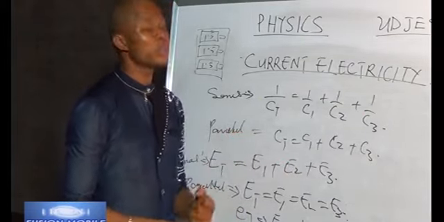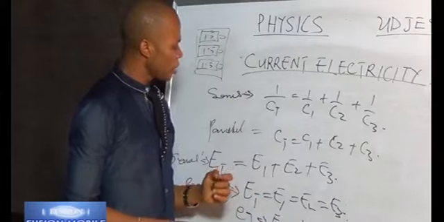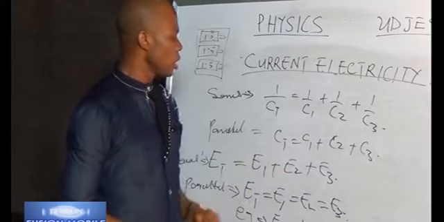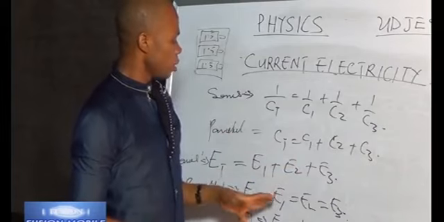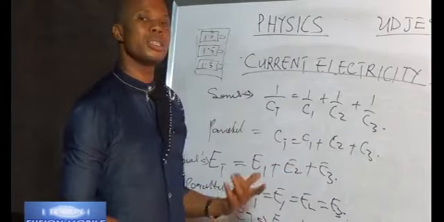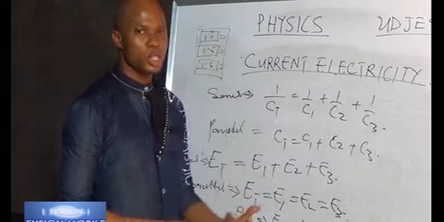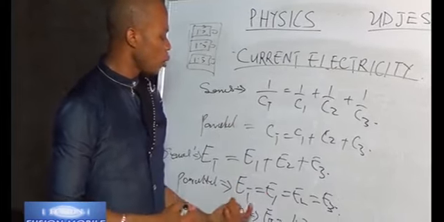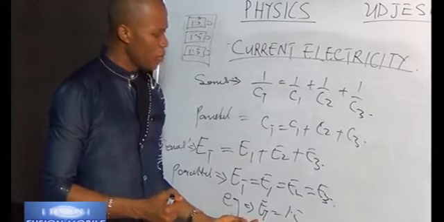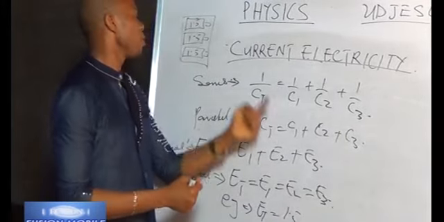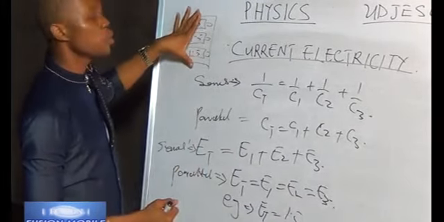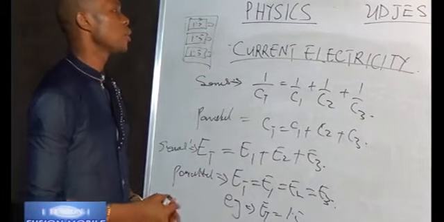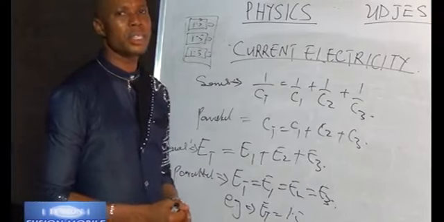Now down to cells, and we have that E total is equal to E1 plus E2 plus E3. E total for parallel is equal to E1 and is equal to E2 and is equal to E3. It's the same all through. For example, here I've given you that E total is equal to 1.5, while if it's in series, what we'll have is what? 4.5. That will bring us down to electromotive force, EMF.